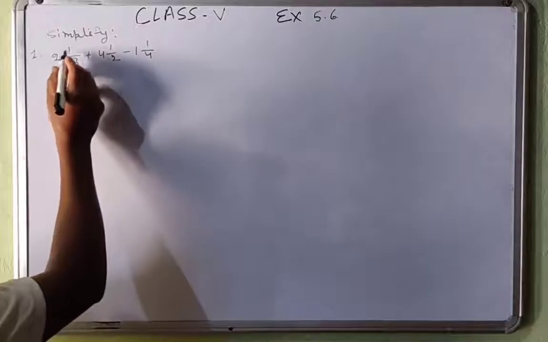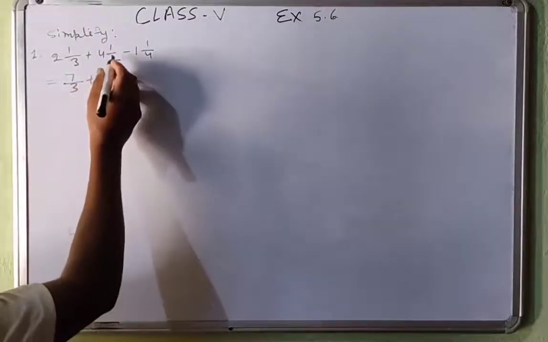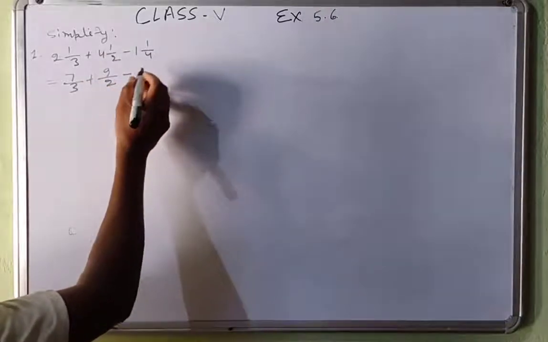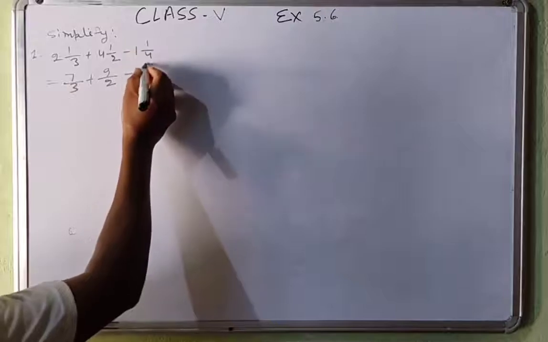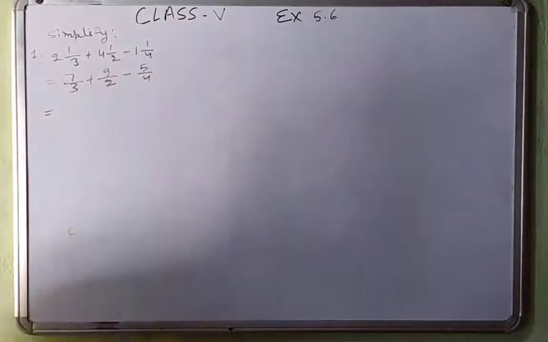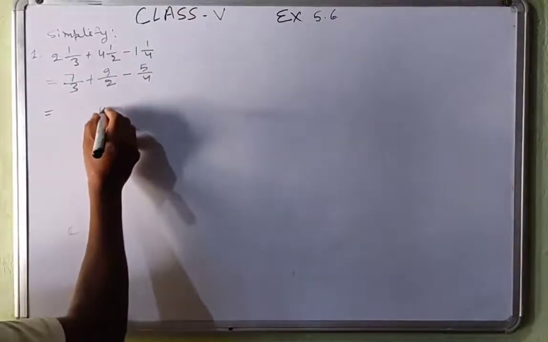So 3 times 2 is 6 plus 1, 7 upon 3, plus 2 times 4 is 8 plus 1, 9 upon 2, minus 4 times 1 is 4 plus 1, 5 upon 4. So the LCM of these three denominators is 12.